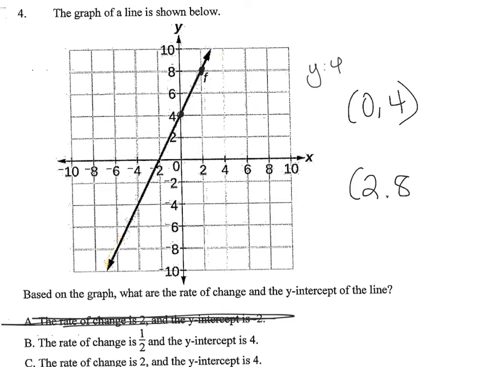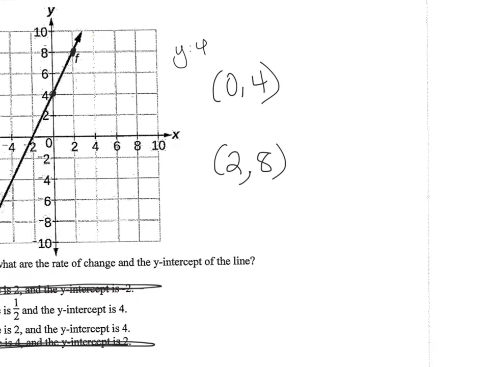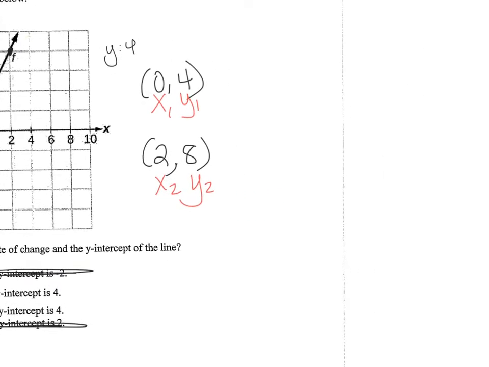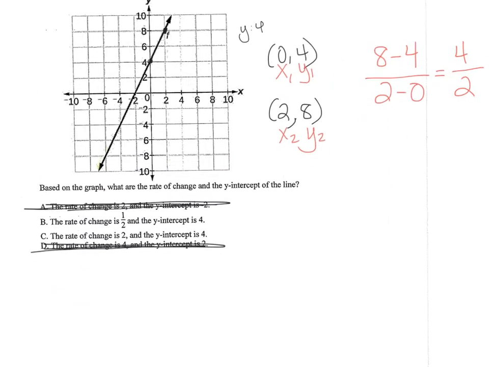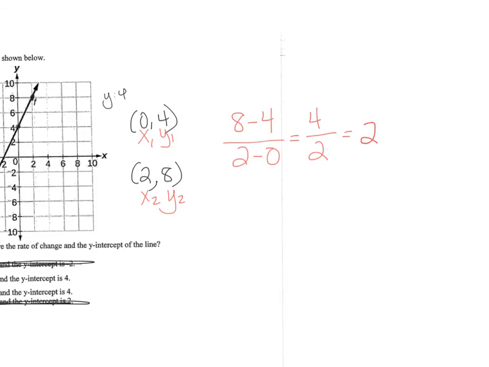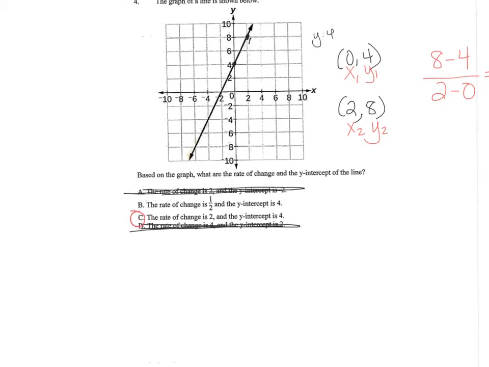So now I want to label the points I just wrote down. I have x and y, x and y. These are my 1s, these are my 2s. So y2, which was 8, minus y1, which was 4, on top of x2, which is 2, minus x1, which was 0. So 8 minus 4 is 4. 2 minus 0 is 2. So 4 divided by 2 is 2. So that would be C.